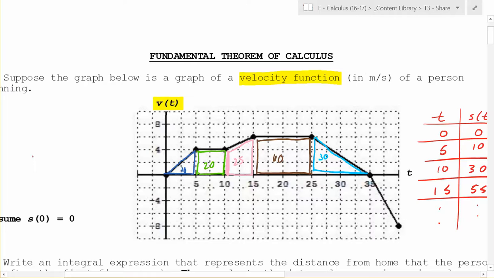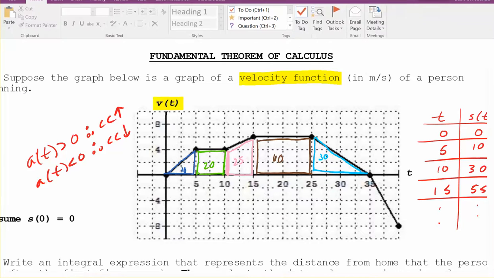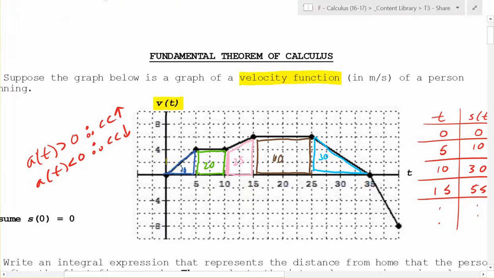And remember, if a of t is positive, then what? It is concave up. And if a of t is negative, then it's what? Concave down, right? So for each of these segments, what can you figure out? Concavity. So what's going on here, here, at those two yellow places? A of t is greater than 0 because the derivative is positive, right?